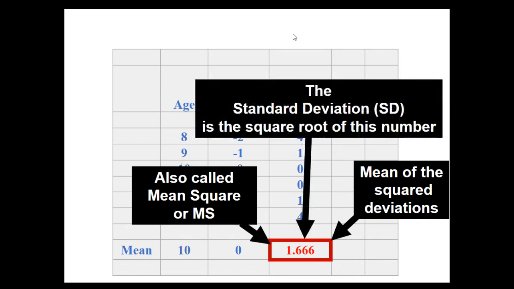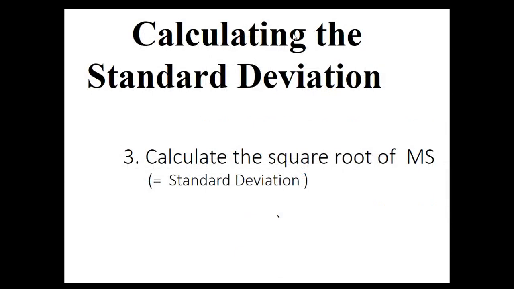Now, we're looking for the standard deviation, and the standard deviation is the square root of this number. That is, the standard deviation is the square root of the mean square. So this brings us to the third and final step of calculating the standard deviation. We're going to calculate the square root of the mean square. And the number we get will be the standard deviation.